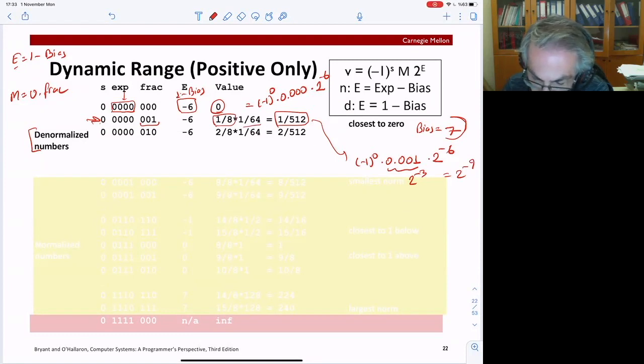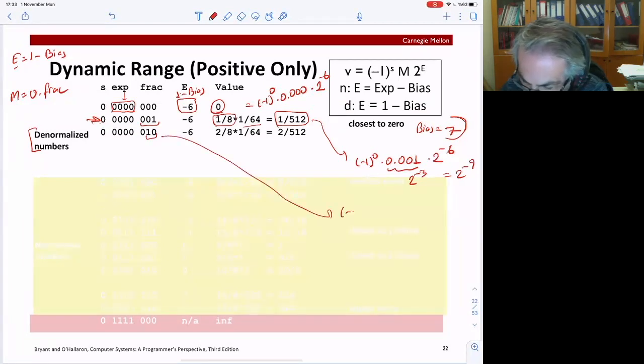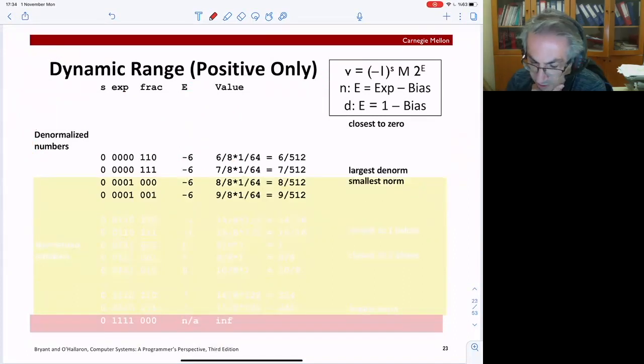Remember, I'm just incrementing one by one. In this case, we do the same thing. It will be minus 1 to the power 0 times 0 dot 0, 1, 0, times 2 to the power minus 6. Now I can do that: this is 2 over 8, and this is 2 over 512. Now let's look at other numbers.